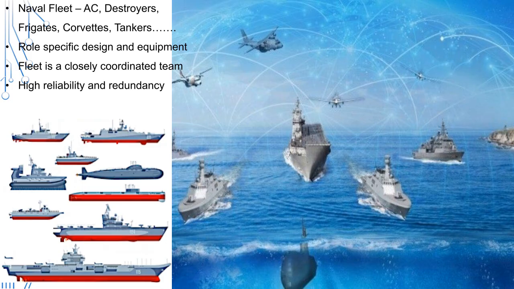So a fleet consists of multiple types of ships in various sizes with varying capabilities, whose design caters for different roles like aircraft carrier, destroyer, frigates, corvettes, tankers, hydrographic vessels, etc. A fleet is a very closely connected and coordinated team. Now, a ship which is part of a fleet, if it doesn't perform, it could be detrimental to the strategy employed by the fleet and can render the fleet handicapped for the mission.